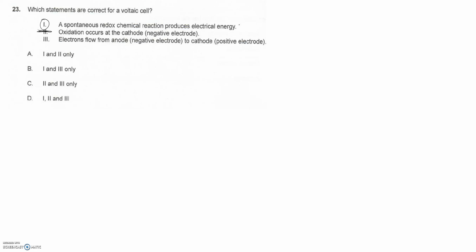And then electrons flow from the anode, the negative electrode, to the cathode, the positive electrode. That statement is correct because it has the correct negatives, positives added with the correct anodes and cathodes. So Roman numeral 1 and 3 are correct, 2 is not, so B is our correct answer.